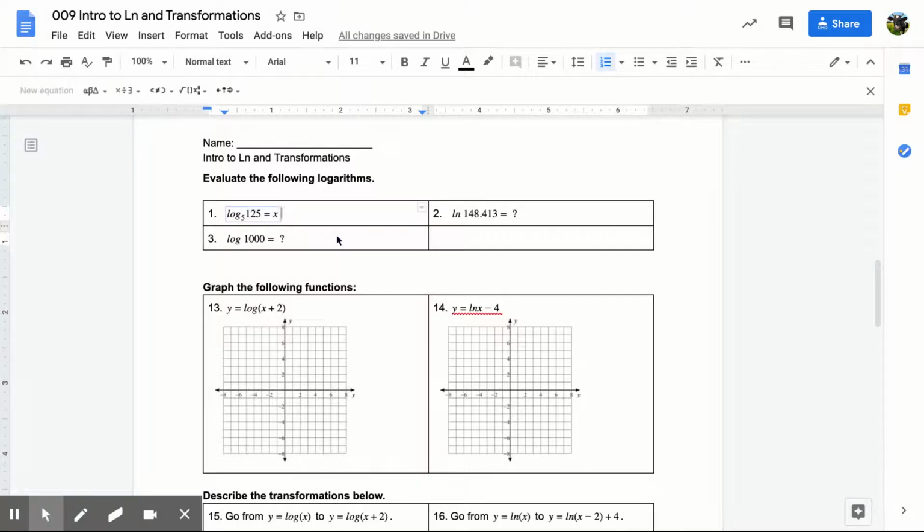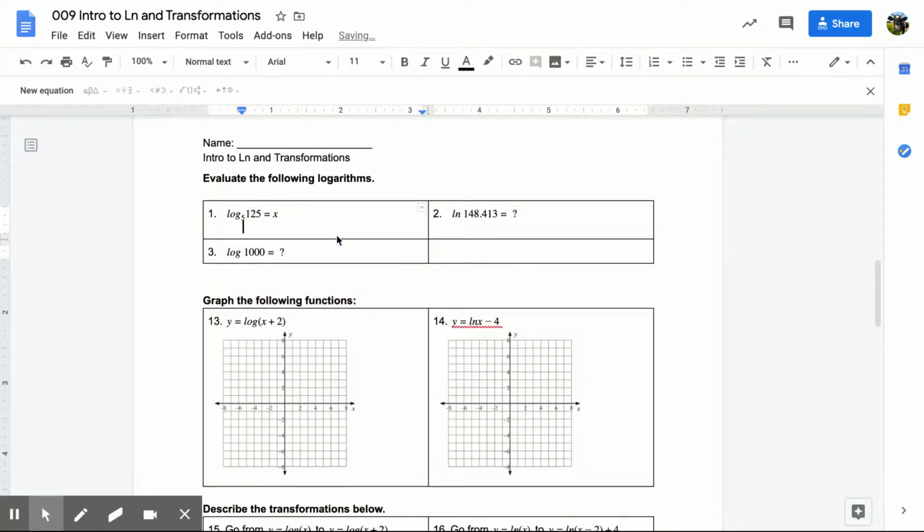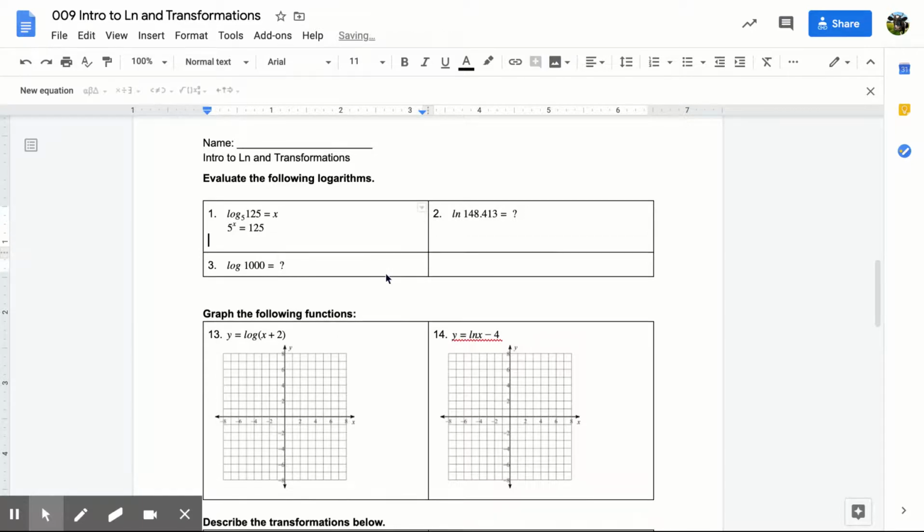And my next step, if I want to evaluate this, is I'm going to change that to exponential form. How do I do that? The number, or in this case the letter, that's by itself will be my exponent. So this is now going to say 5 to the x equals 125. Okay? Well, what is x? 5 to the what power gives me 125? Well, that's 3. So in this case, my final answer is just 3.